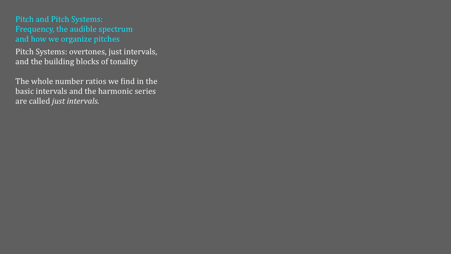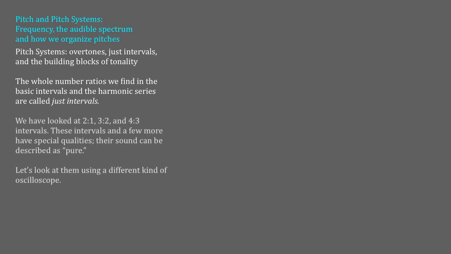The whole number ratios we find in the basic intervals and the harmonic series are called just intervals. We've looked at 2-to-1, 3-to-2, and 4-to-3 intervals. These intervals and a few more have special qualities. Their sound can be described as pure. Now let's look at them using a different kind of oscilloscope.